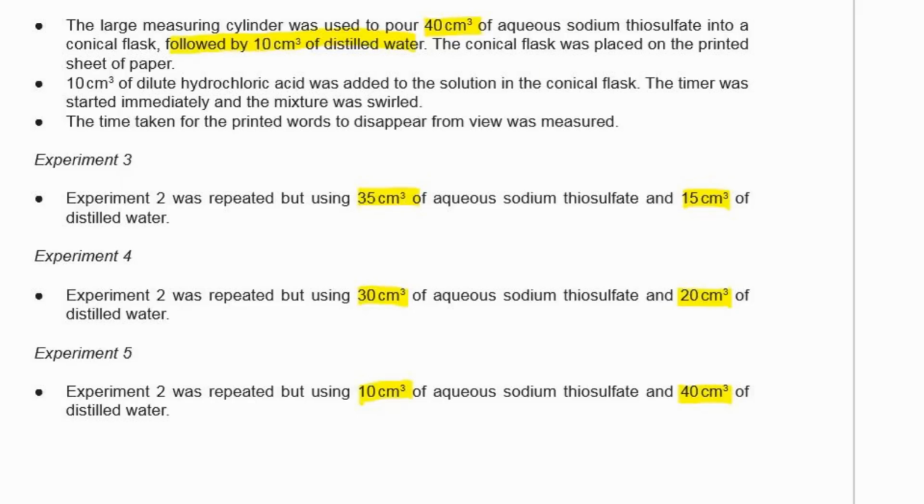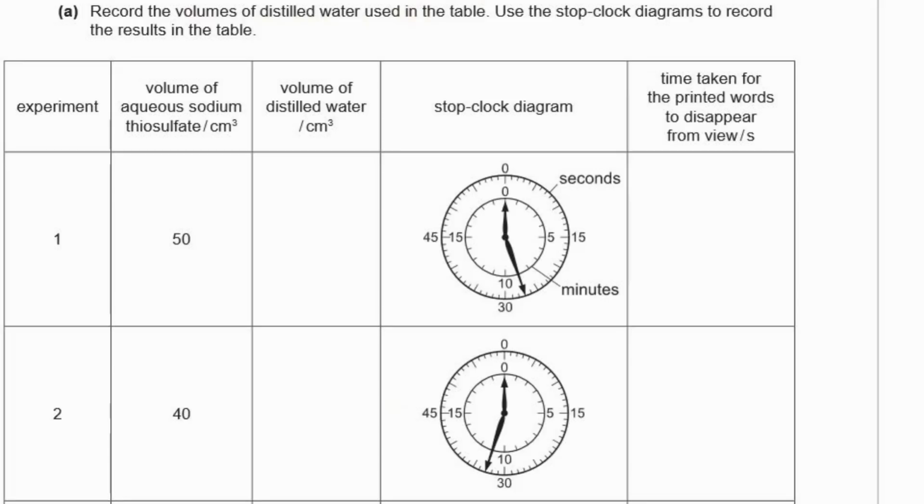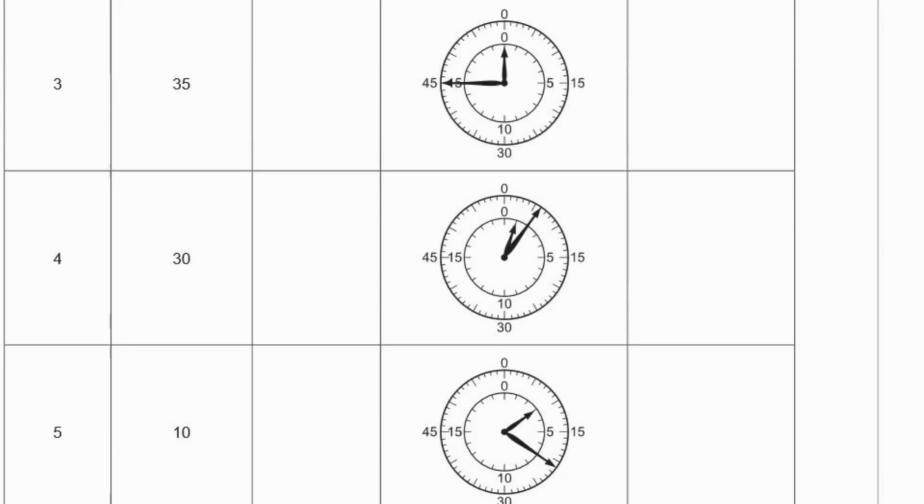All right, now what are they asking us? A. Record the volumes of distilled water used in the table. Use the stop clock diagrams to record the results in the table. Okay, so this is just from the description. So the first one with 50 centimeters cubed, there were 0 centimeters cubed of water. And the important thing is as well, do not put centimeters cubed in the table because it's already in the heading. All right, with 40 centimeters cubed, there was 10 centimeters cubed of water. So with 35 centimeters cubed, there was 15 centimeters cubed of water. 30 centimeters cubed was 20 centimeters cubed, and 10 centimeters cubed was 40 centimeters cubed. Always adding up to 50 centimeters cubed to keep it constant.